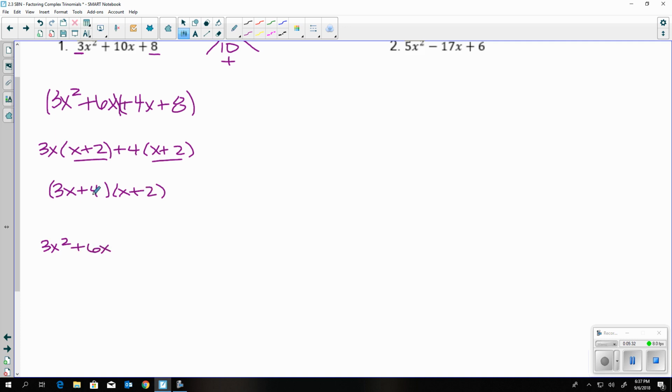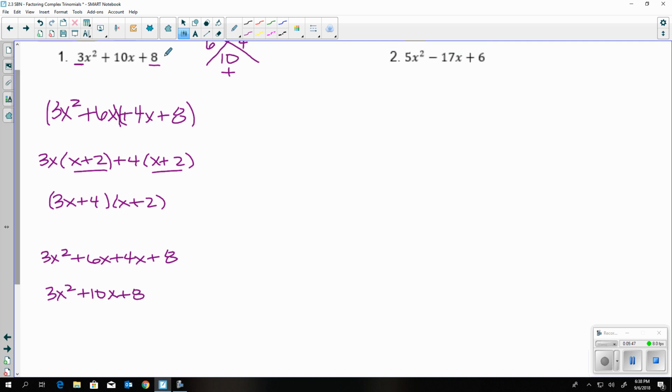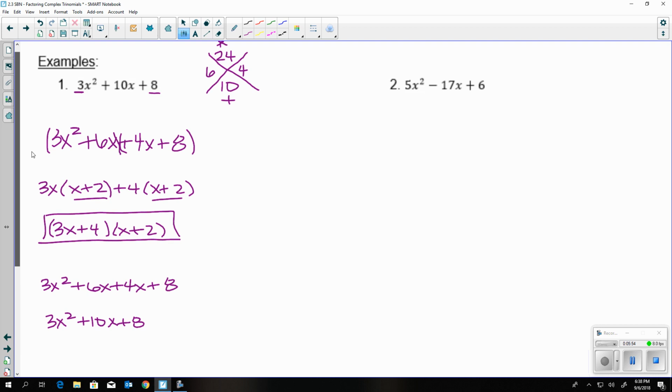I can add these two together because they're like terms. So 3x squared plus 10x plus 8. That is exactly what we started with in the very beginning. So I do have the right factored form. Again, I'm not going to check every one, but you could check them if you needed to. So maybe on a quiz or a test, if you're feeling less confident, you check it. All right, let's go on to the next one.